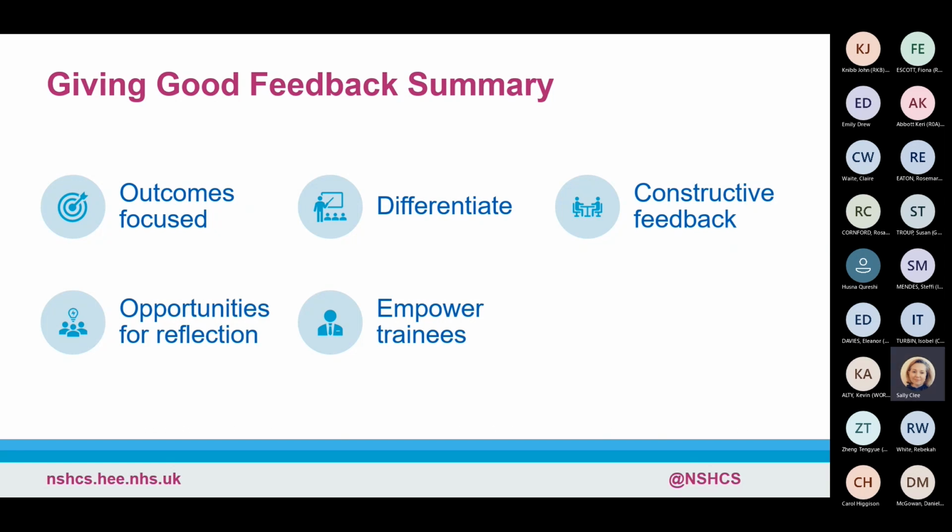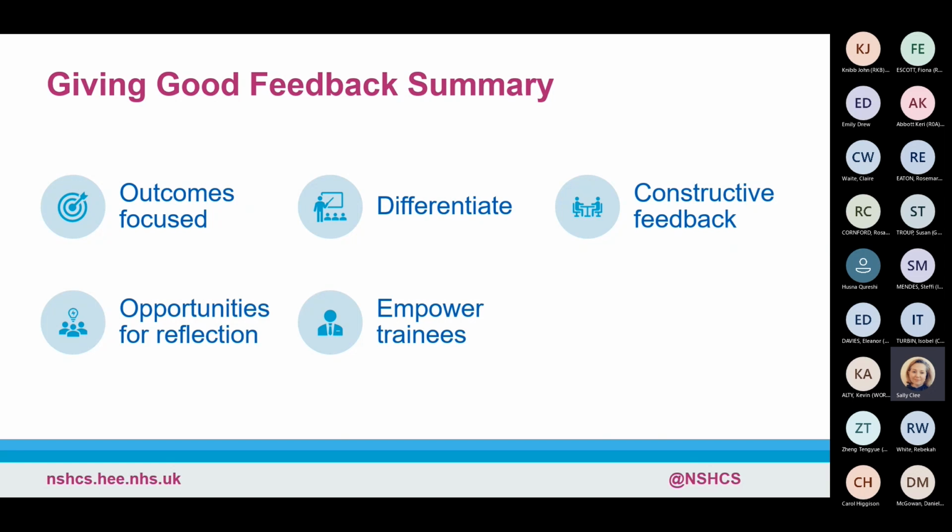So over the 3 years showing their progress, that's going to be different for different trainees. So it's making sure that that feedback is differentiated in that way. It's constructive. What we mean by constructive is that it shows what went well and what didn't quite go so well, and what they could do differently next time, and gives them opportunities to reflect.